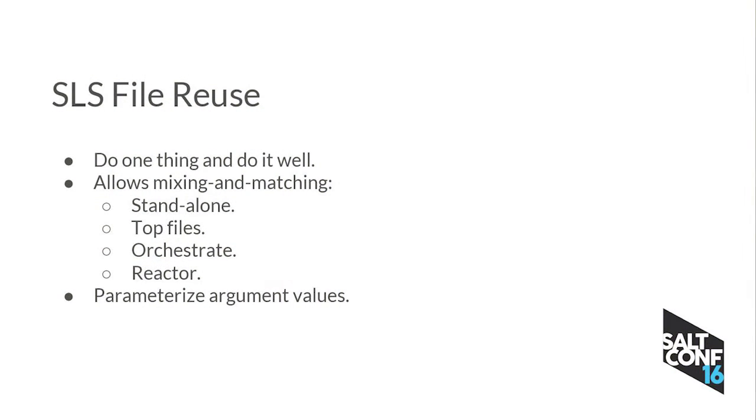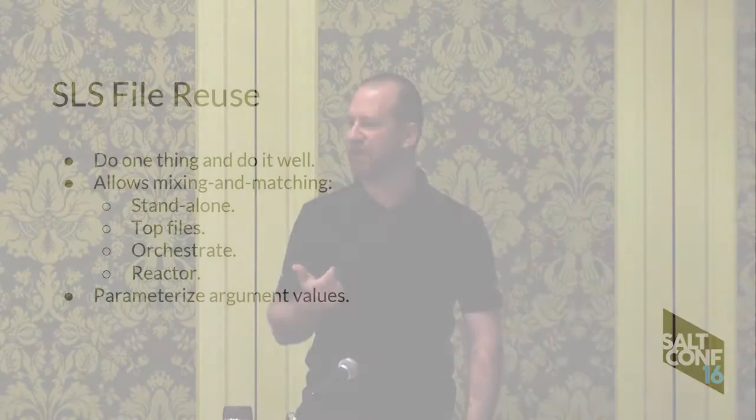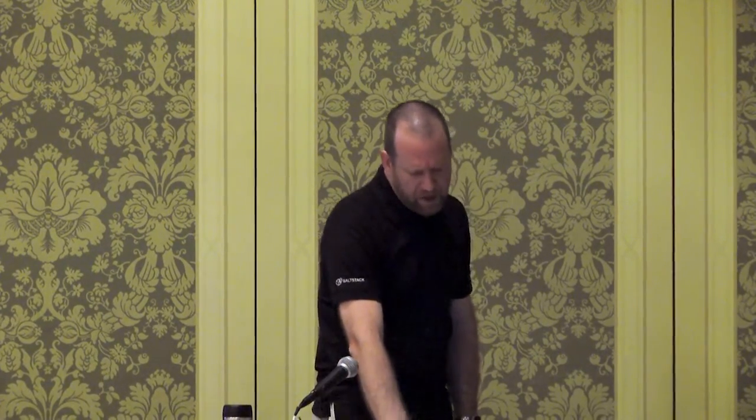Parameterize argument names, as we did with the name parameter. Do that everywhere, right? Anytime you see a value changing between environments or between operating systems, toss in a Jinja variable so that you can parameterize it, so that you can override it from Jinja. All right. Know that you can override SLS files with that shebang syntax.